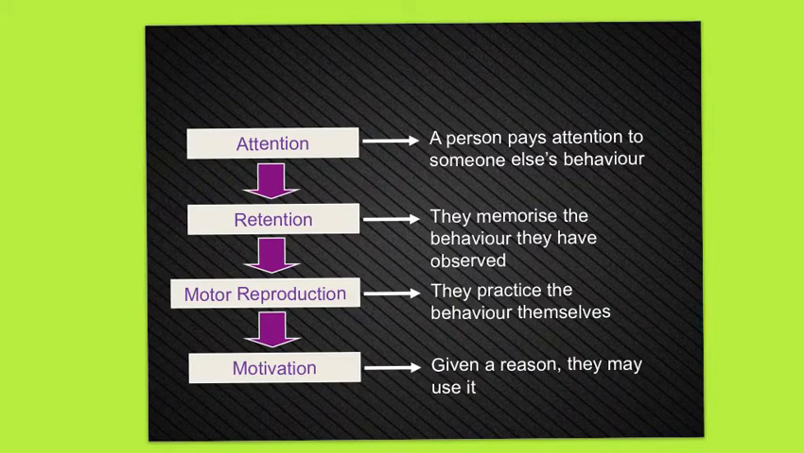Now, these are the 4 processes that an individual goes through when learning. So we've got attention, retention, motor reproduction, and motivation. Now, attention, simply the individual pays attention to someone else's behaviour. It picks up on what they are doing. Retention, they store a mental image of what has happened and they memorise the behaviour that they have just witnessed and observed. Motor reproduction, they practice the behaviour themselves. They replicate it, they try to create the same movements in a sense. Motivation, they were given a reason, they may want to use this behaviour.